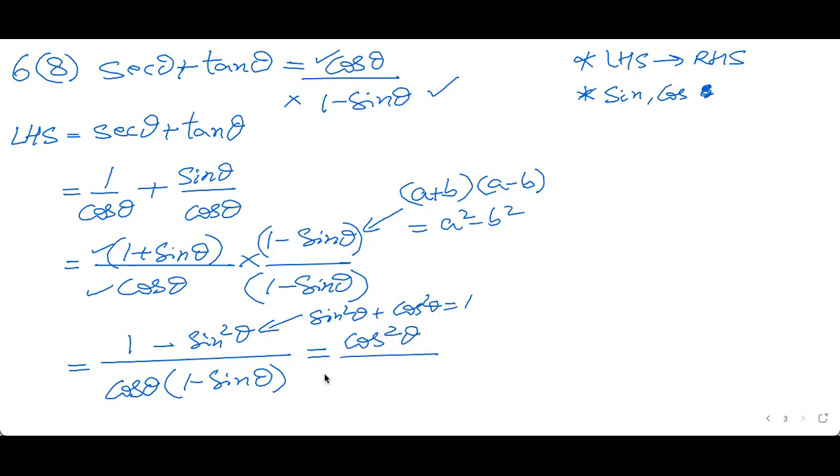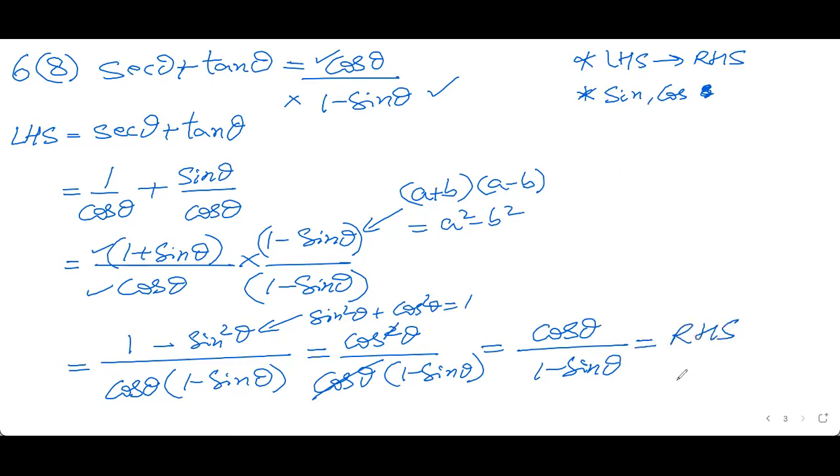Now in our denominator, we have cos theta multiplied by 1 minus sine theta. See what has happened. Cos square divided by cos. So now finally, we are left with cos theta by 1 minus sine theta. And Khadija, this is where you can improve your writing. You can directly say this is RHS. So proved.